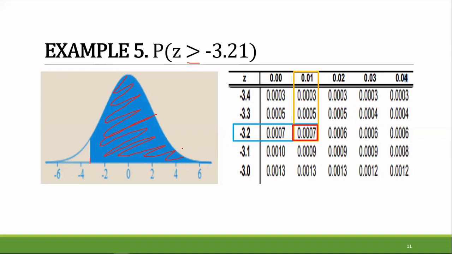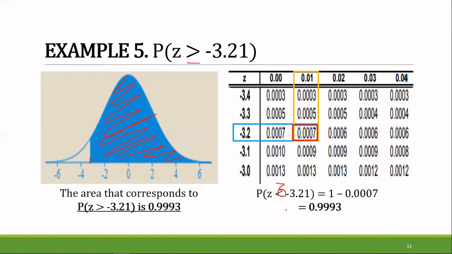Okay? And then mayroong condition na hinihingi. We need to subtract it. Oh, ayun na naman. Mali na naman yung symbol. Dapat greater than yan. So 1 minus 0.0007, that will give us 0.9993. Okay? So we can conclude that the area that corresponds to probability of Z greater than negative 3.21 is 0.9993.